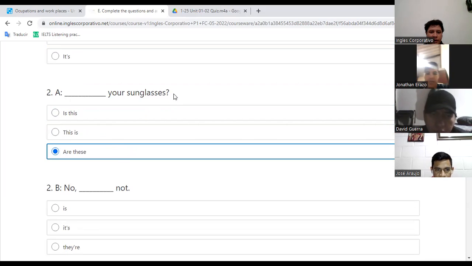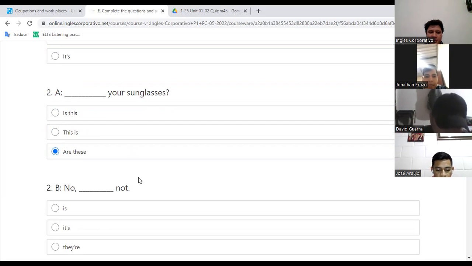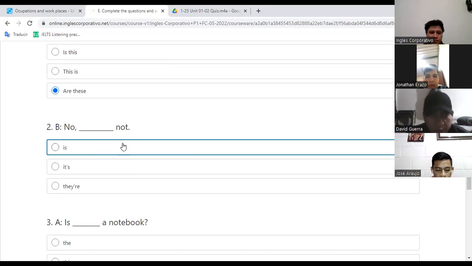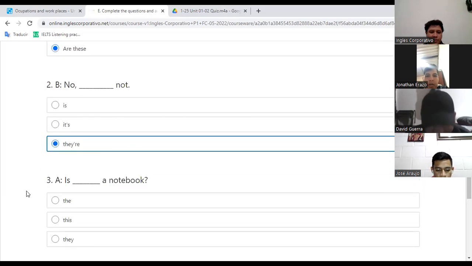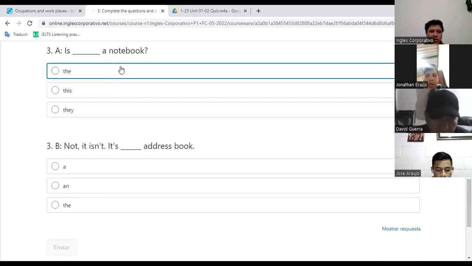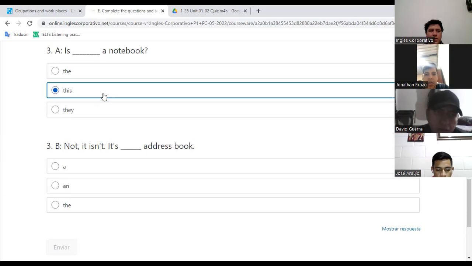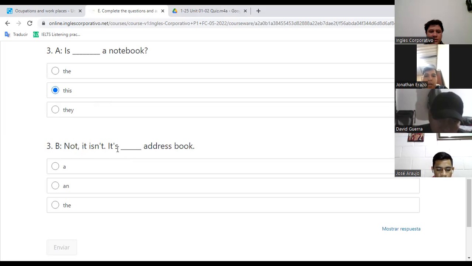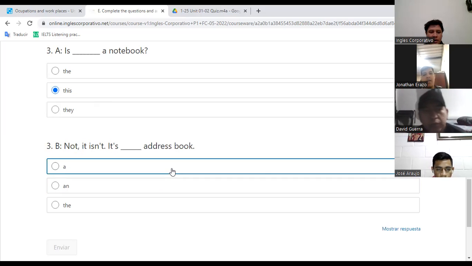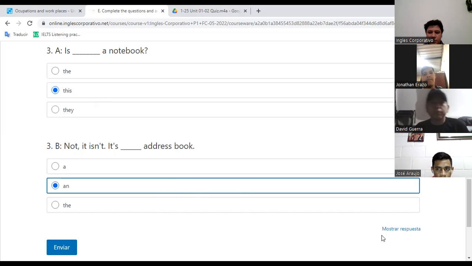Are these sunglasses? Porque es una pregunta, right? Si nos damos cuenta, W question. Are these your sunglasses? No. No, they're not. Perfect. And this one is a notebook? Is this a notebook? No. It isn't. Aquí está mal, aquí solo no. But no, it isn't. It's an address book. A or an? An address book.